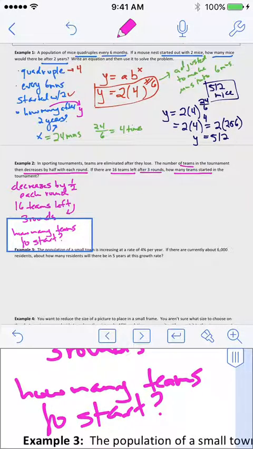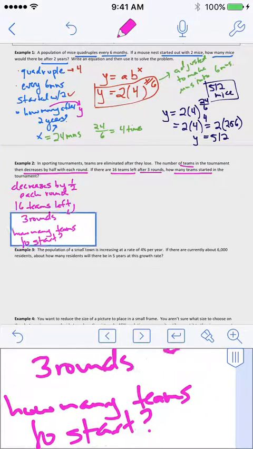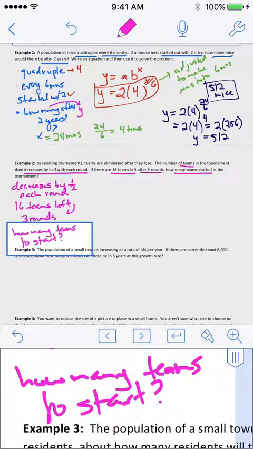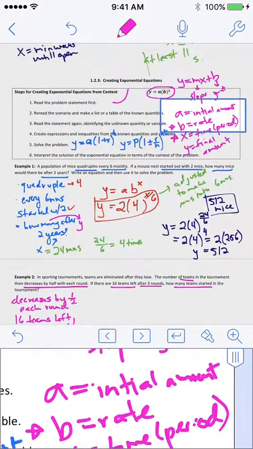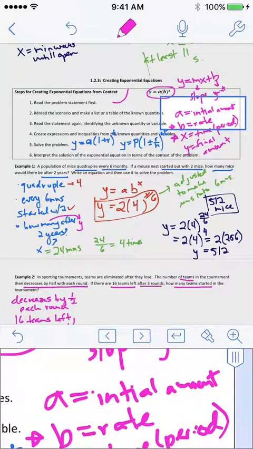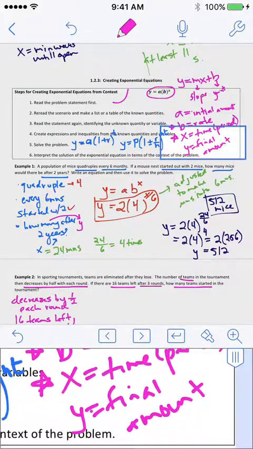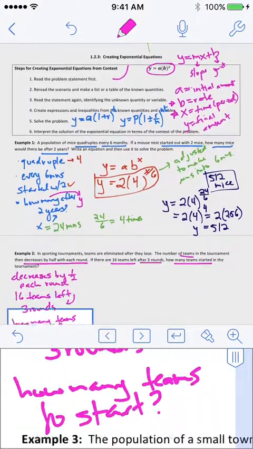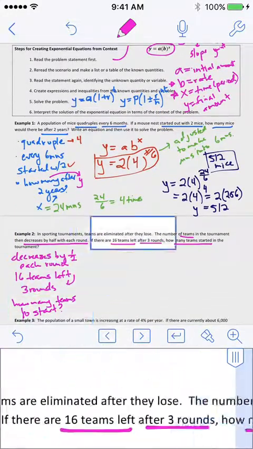Okay. Now again, in this scenario, we have to be careful of that question. So far we've pulled out important information. Next is to define what variable will answer our question. Let's look at that very carefully. How many teams started? Let's go back and look at our little list of stuff. A was the initial amount, B was the rate, X was the time period, and Y was the final amount. Now in the last problem, we wanted to know after 2 years how many things happened. That's why we chose Y. Here we want started. Started.